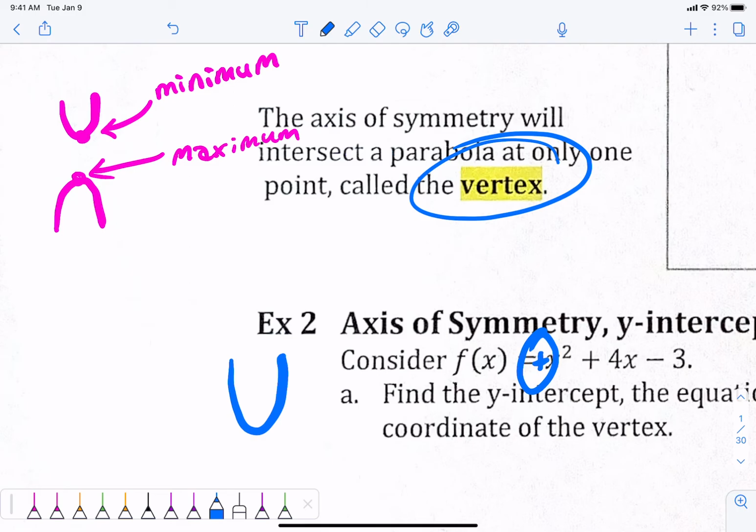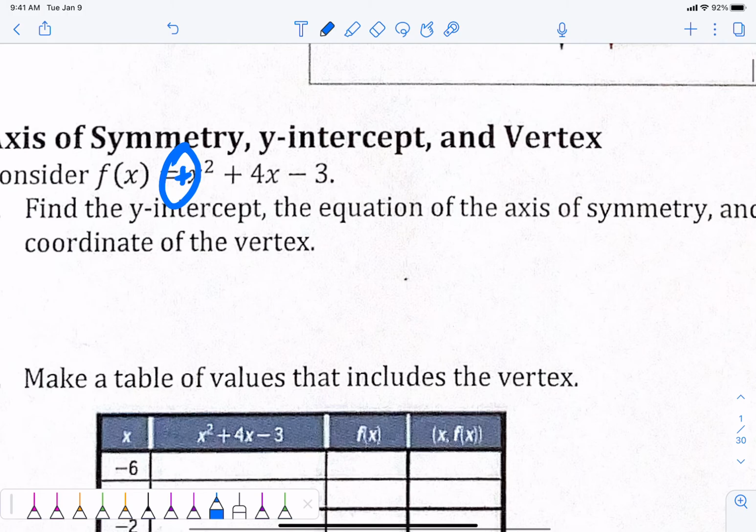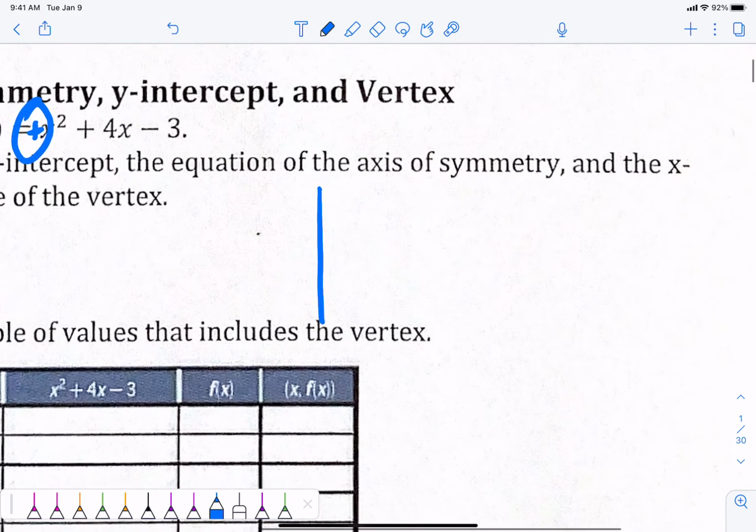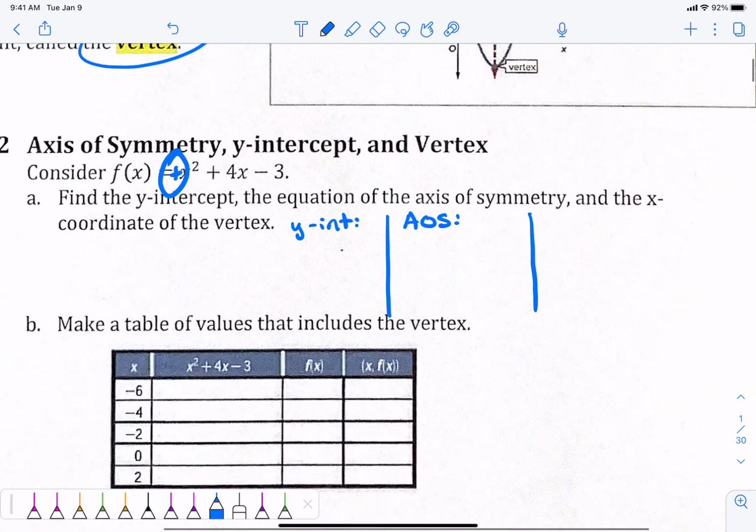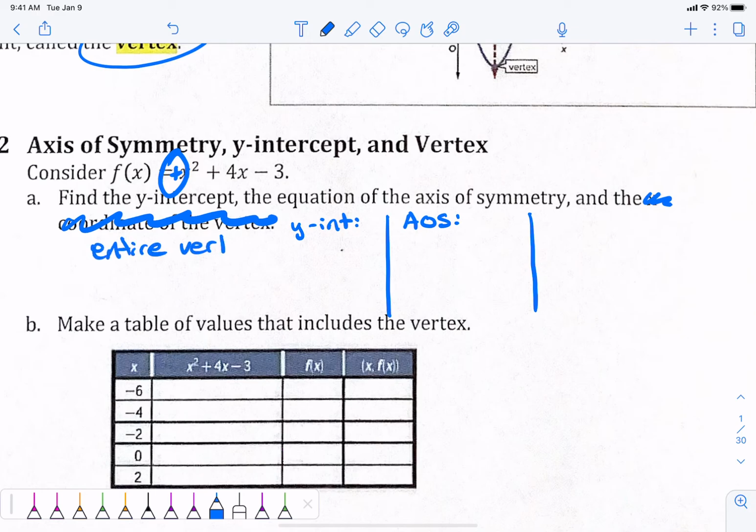Okay. All right, so let's move on down here, and they say that they want us to find 3 things. They want us to first find the y-intercept of that function. The next one is the axis of symmetry, and the next one is the x-coordinate of the vertex. I'm going to change the instructions, and I'm going to say the entire vertex, because we can find the entire vertex. Here are the 3 steps.